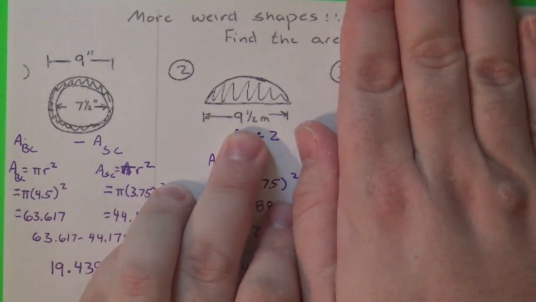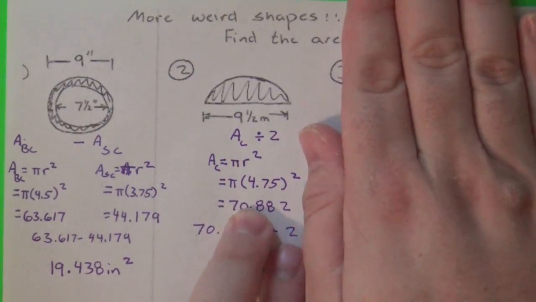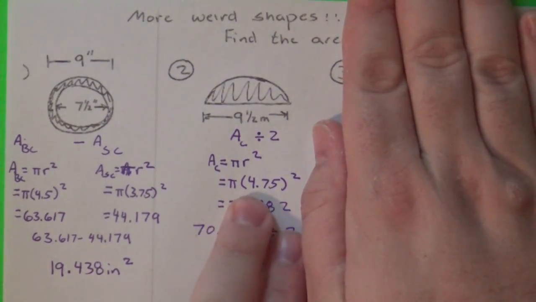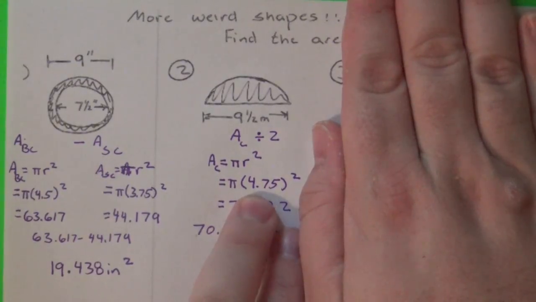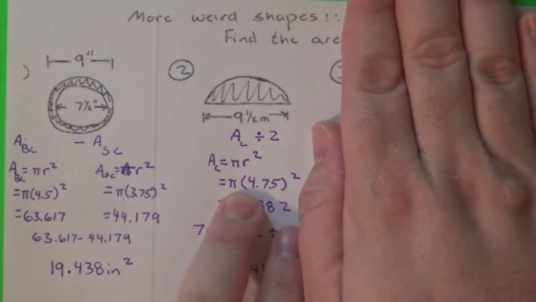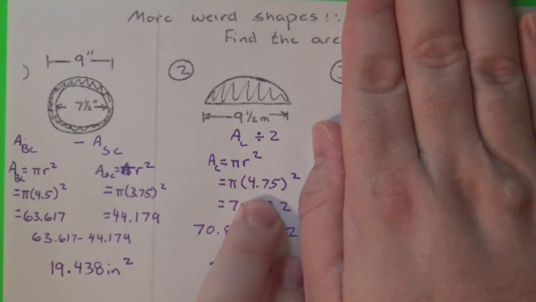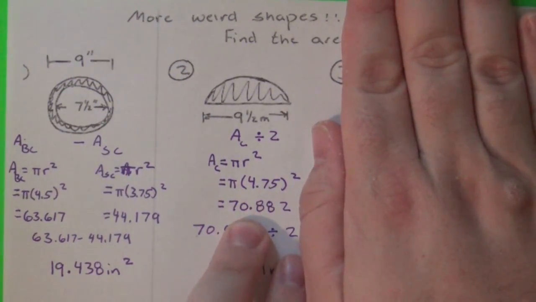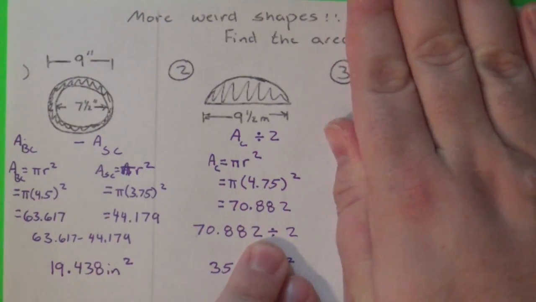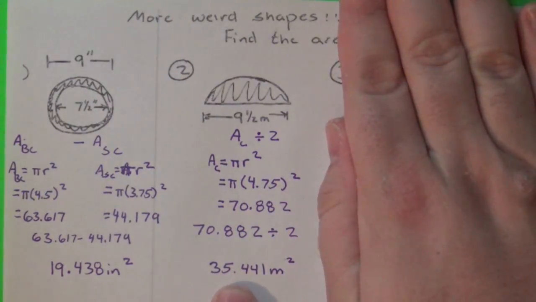We know that this right here is our diameter, so we need the radius. 9.5 divided by 2 gives us 4.75. Now I'm going to put all this in my calculator. The area of the actual circle is pi times 4.75 squared, and I get 70.882. Since I only need half a circle, I divide that by 2, and I get a final answer of 35.441.